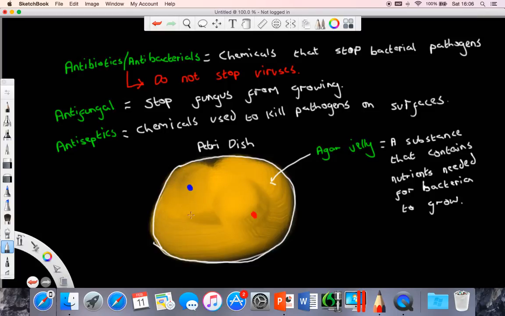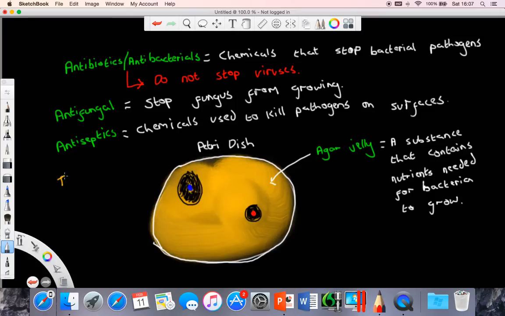But by placing these antibiotics on here, we would probably see a ring around each antibiotic where the bacteria hasn't grown. Okay, so you'd get a ring around this antibiotic where the bacteria has been stopped from growing, the antibiotic has killed them, and you'd get a ring around this antibiotic. But the size of the ring tells us how good that antibiotic is at stopping the growth of the bacteria.